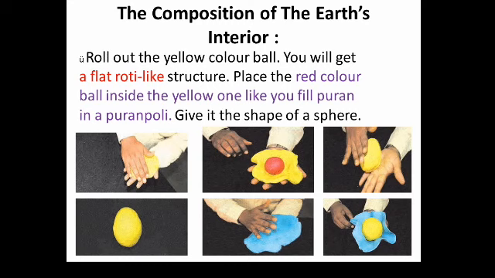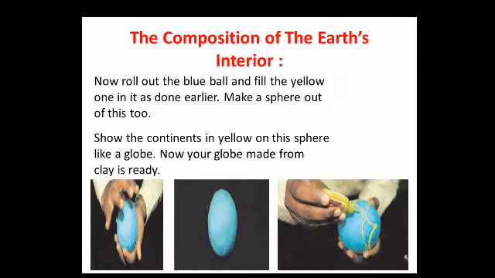Now roll out the blue ball and fill the yellow one in it as done earlier. Observe these figures carefully, then you will come to know. Otherwise, go through the textbook, then you will get better ideas. Make a sphere of these two. Show the continents in yellow on this sphere like a globe. Now your globe made from clay is ready. See figures number 1, 2 and 3, how the continents are shown.